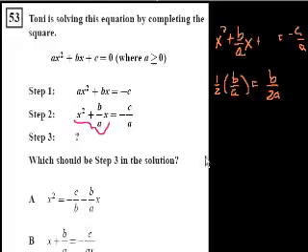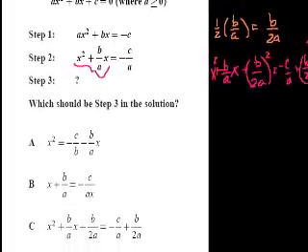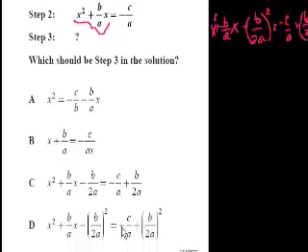So we're left with x squared plus b over ax, and then we want to add this squared, plus b over 2a squared, is equal to minus c over a. Anything you add to one side of the equation, you have to add to the other. So we have to add that to both sides, plus b over 2a squared. And let's see if we've solved the problem. This is exactly what we did: x squared plus b over a x plus b over 2a squared, and they add it to both sides of the equation. So D is the right answer.